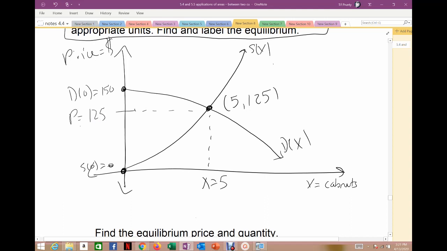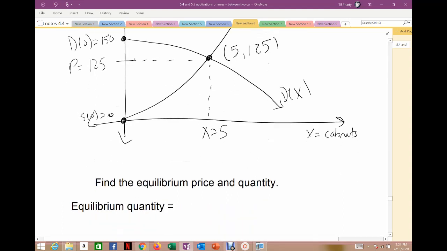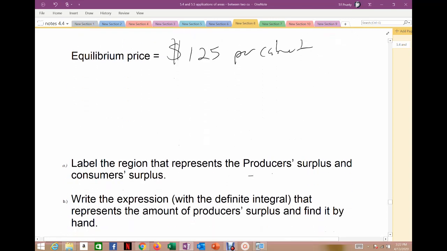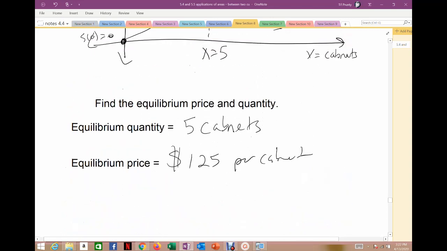Alright, so there's my supply and demand, my revenue marked off, consumer and producer surplus. Alright, so I found the equilibrium price and quantity. My equilibrium quantity is 5 cabinets. My equilibrium price is that they sell for $125 per cabinet. Alright, so units, cabinets, dollars per cabinet. Alright, label the region that represents the producer surplus and consumer surplus. So this is just label it.